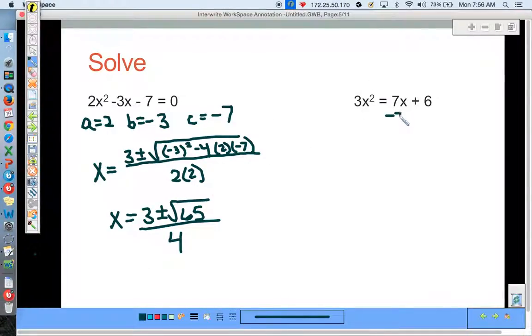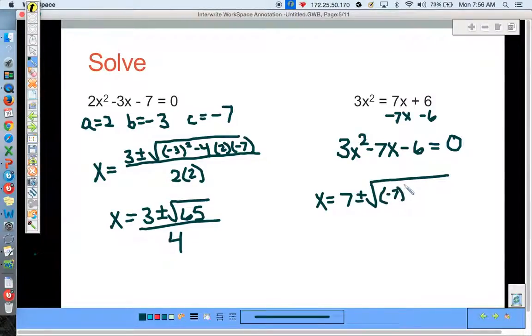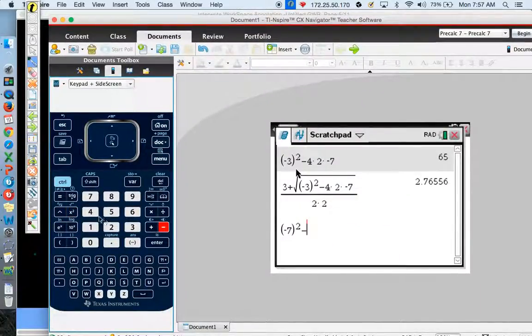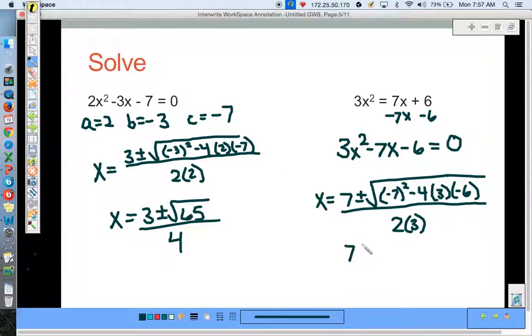So this next one, we have to set equal to 0 first. And again, I usually leave the a value positive. So we have x equals the opposite of b plus or minus the square root b squared minus 4 times 3 times negative 6 all over 2 times 3. So again, I'm going to plug in what's underneath that square root symbol first. So negative 7 squared, b squared, minus 4 times 3 times negative 6. And we have 121.